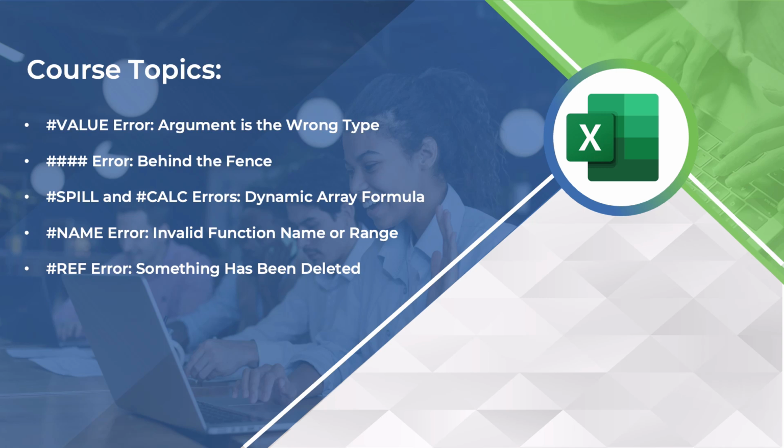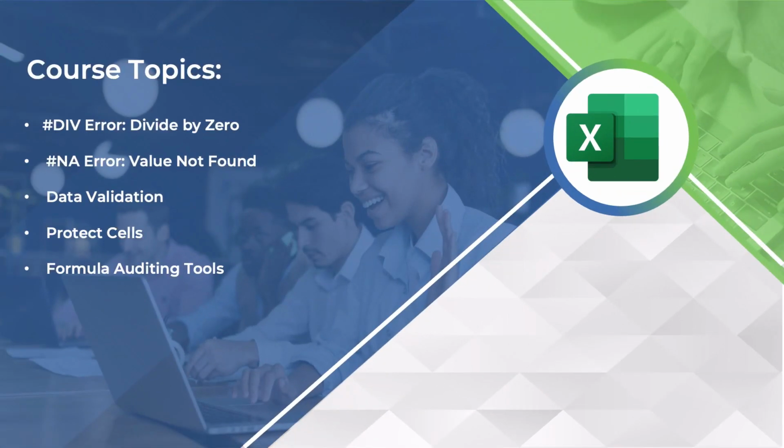The value error we're going to start out with. We're going to take a look at the hash, or what I call the behind the fence error. We're going to take a look at spill and calc errors, and you'll find these if you use a lot of dynamic array formulas. So for people using the later versions of Excel, where you have things like the filter function, the sort function, things like that, you may have encountered spill and calc errors. We have the infamous name error, the ref error, div, NA. We have all of these types of errors. We're going to look at them all.